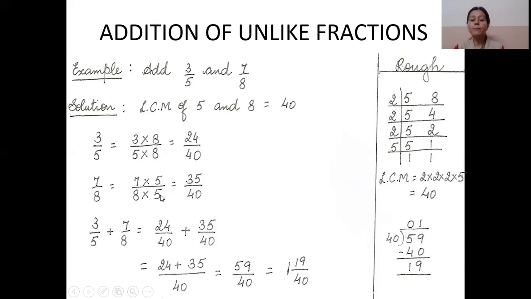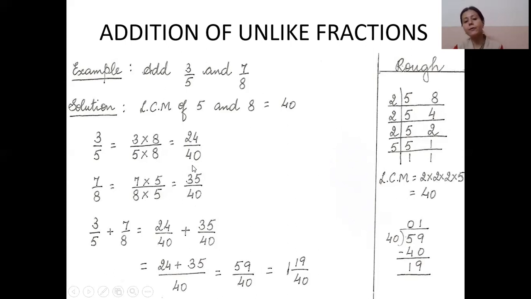The number with which you multiply the denominator, the same number you have to multiply your numerator also. So multiply 7 also with 5. So 7 5s are 35 and 8 5s are 40. So 7 upon 8 is equal to 35 upon 40, children. 3 upon 5 is equal to 24 upon 40. 7 upon 8 is equal to 35 upon 40.